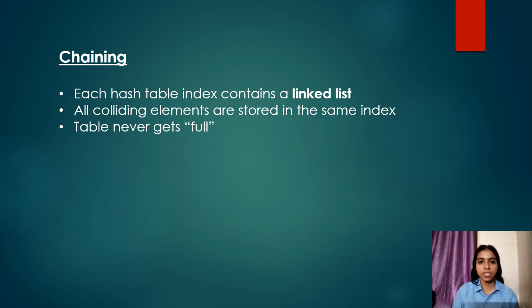The other technique is chaining. Chaining is a method used in hash tables to handle collisions. In chaining, each index of the hash table contains its own linked list. So, if multiple keys happen to map to the same index, all of them are stored together in the linked list at that position. One of the advantages of chaining is that the hash table never becomes completely full, since each index can grow dynamically through its linked list.